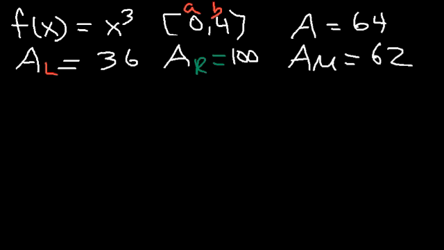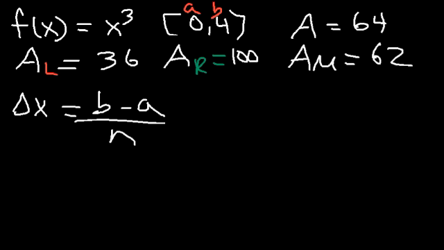Now, we said that if we increase the value of n, if we use more rectangles, the approximation will be more accurate. So let's use the left endpoints, and let's use 8 rectangles instead of 4 rectangles. And let's see if the answer is going to be closer to 64. So right now it's 36 with 4 rectangles, but let's see what's going to happen if we use 8 rectangles. So let's calculate delta x first, which is b minus a divided by n. So it's going to be 4 minus 0 divided by the 8 rectangles, which is 1 over 2, or 0.5.